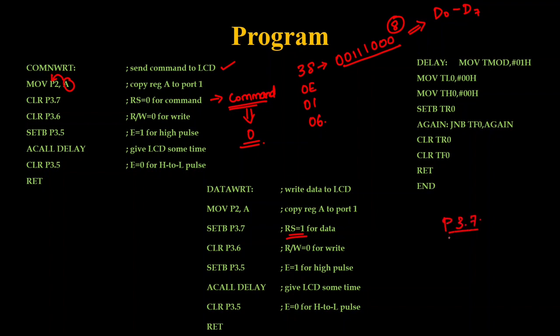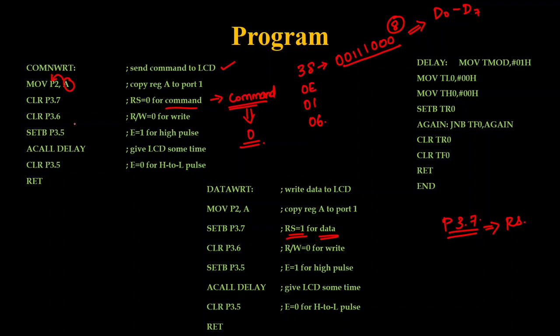It is going to be connected to your RS, right? So I have made a mistake in your pin diagram. Please rectify that. So here it is going to be P3.7. If P3.7 is 0 or 1, what will happen? This is going to be considered as command and this is going to be considered as data. So whatever I am pushing, 38, is going to be available on your data pins, right? This is considered as command, so the value should move to your command register, right?